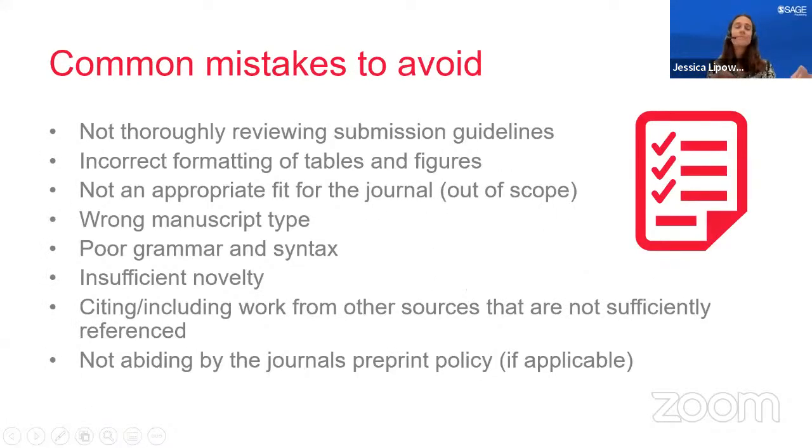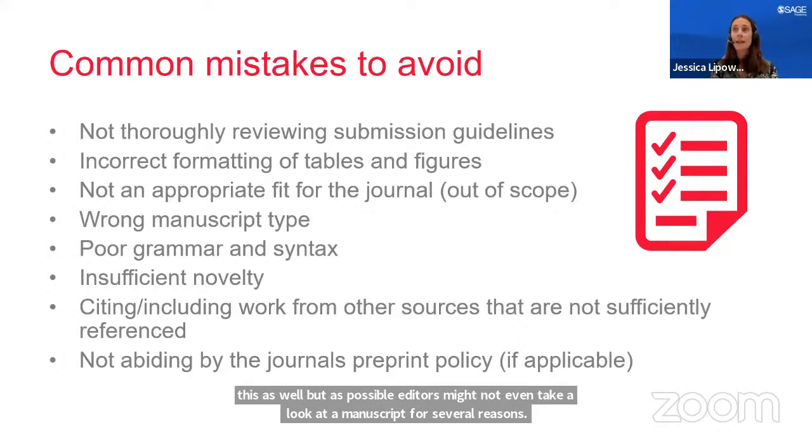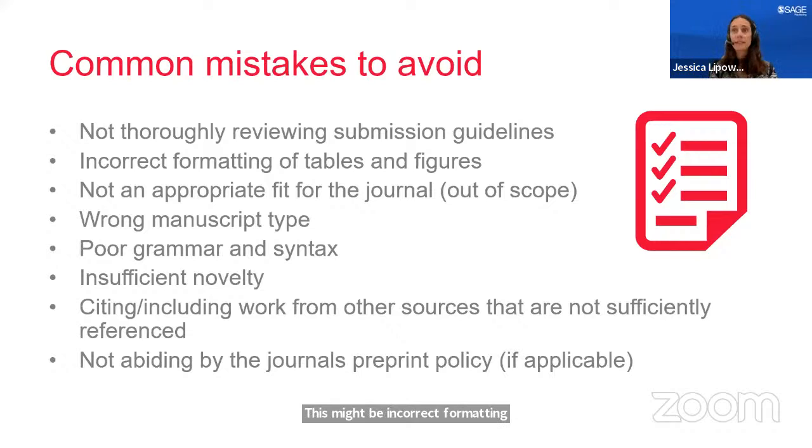And just some common mistakes to avoid. I know we covered this as well, but it's possible editors might not even take a look at a manuscript for several reasons. This might be incorrect formatting of tables and figures. Maybe they don't accept a particular manuscript type. Maybe it's out of scope of the journal, so make sure to read the aims and scope, that it falls within the relevant research or study. And then if it's not able to be read, so looking at the grammar, the syntax, you'll want to make sure that you have done your due diligence in editing before submitting to the appropriate journal.